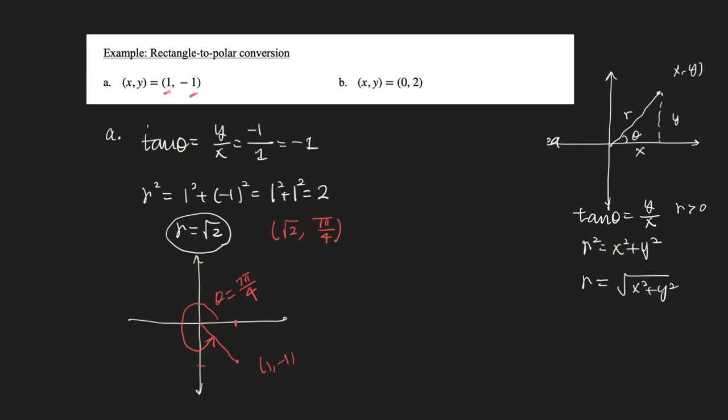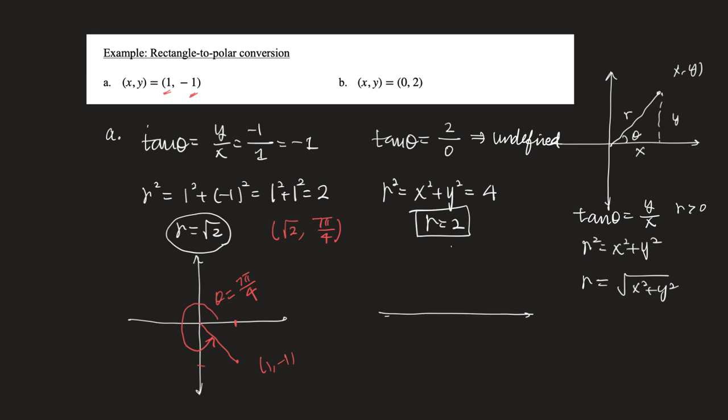So let's go to part b. No, x is 0. So tangent theta is 2 over 0. That's undefined, right? The denominator is 0. R squared is x squared plus y squared. 0 squared plus 2 squared is 4, so r is 2. Now you have this undefined, but when you sketch the point on the coordinate plane, you can find it very easily.